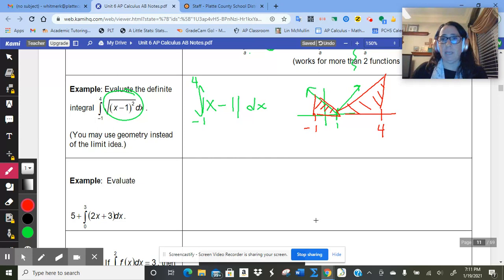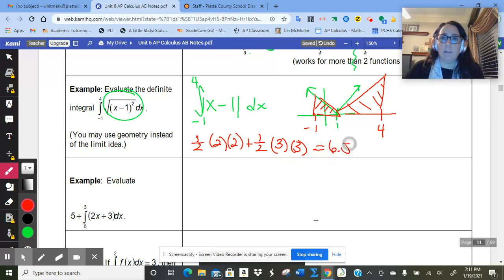So I can do the 1/2 base times height. For both of those, they're both above, and I can add those together. So for my first one, I have 1/2 times my base, which is 2, times my height, which is 2. In your graph, you may need to be a little more precise so that you can actually see those values. And then I'm going to add on 1/2 times my base, which is 3, times my height, 4 minus 1, which is 3. And when I put those together, I get 6.5.